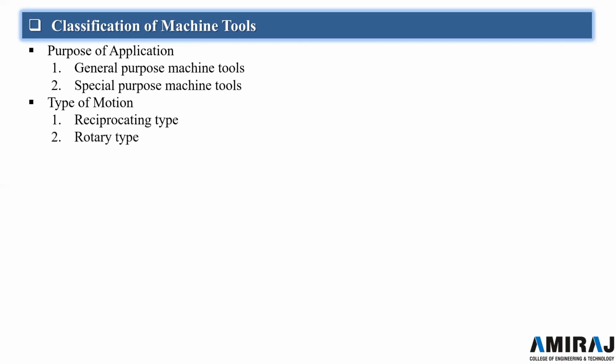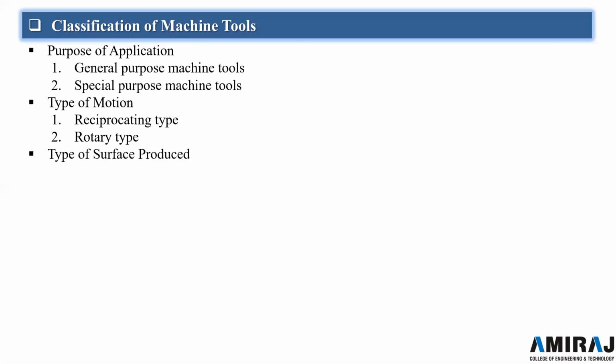What kind of motion is there in a shaper machine? In shaper, planer, slotter, there will be only reciprocating type of motion of the tool, while in others there will be rotary motion, and sometimes a combination is also there. Like in lathe, there will be rotary motion of the workpiece. In a drilling machine the tool will be rotating, and in grinding the cutter will be rotating.